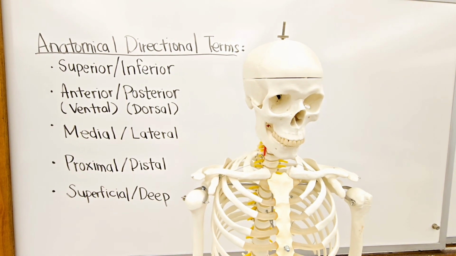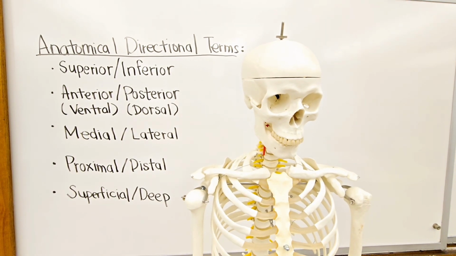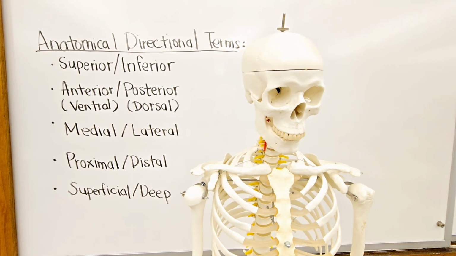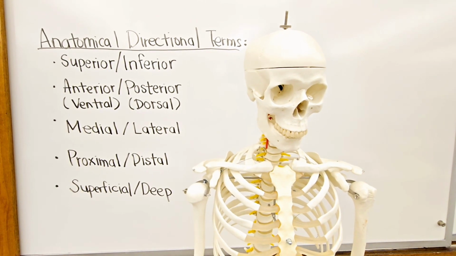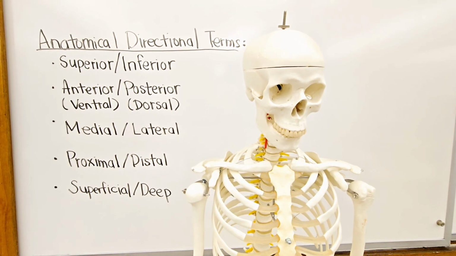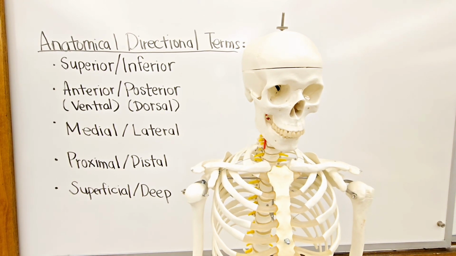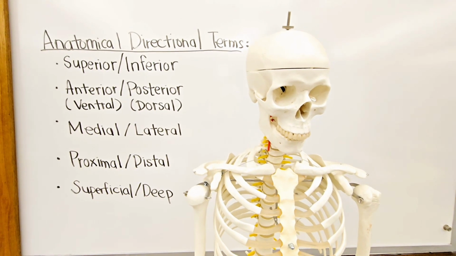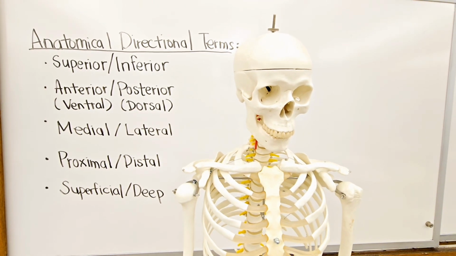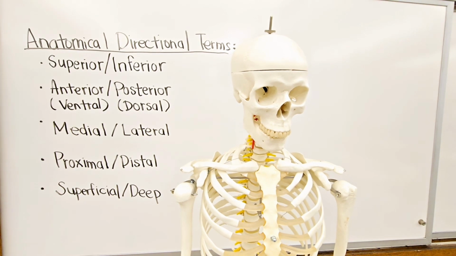Hi everyone! In this 5-minute AMP concept review, we will go over anatomical directional terms and how to use them properly. This is a common concept that is missed by students in how to relate two parts of the body with these directional terms. We have superior, inferior, anterior, posterior. Know that for humans, anterior is the same as ventral, posterior is the same as dorsal. And then you have medial, lateral, proximal, distal, superficial, and deep.